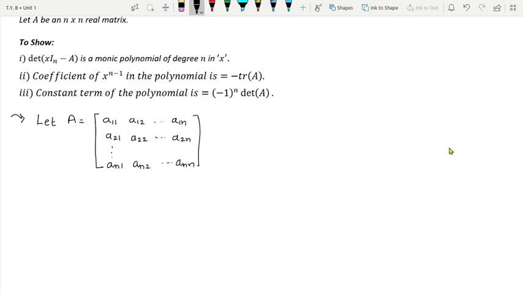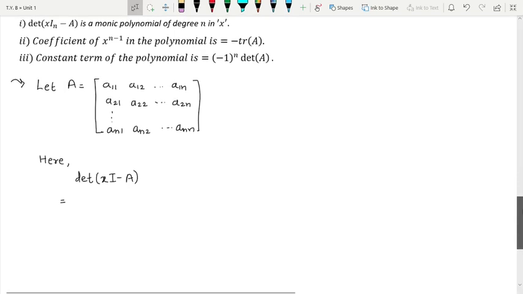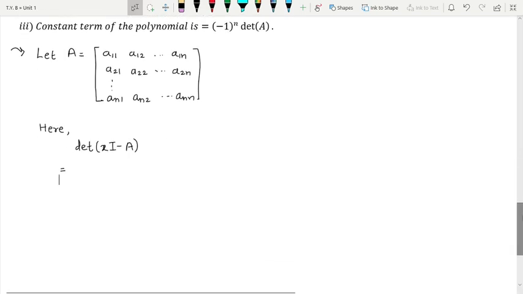So what will be my determinant of xI minus A now? So here determinant of xI minus A will be equal to, and we have to show that it is a monic polynomial of degree n. So let us do it then. So this can be written as determinant of, so if you observe properly, which matrix will come here?